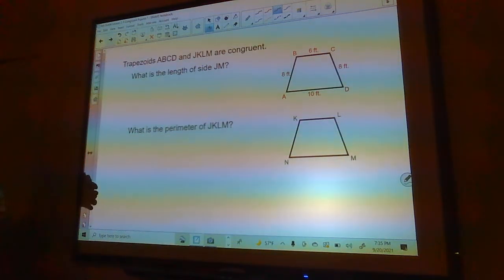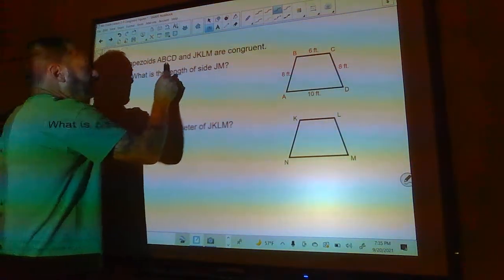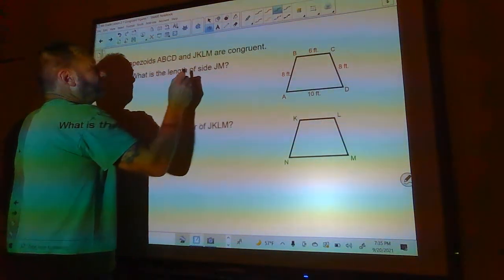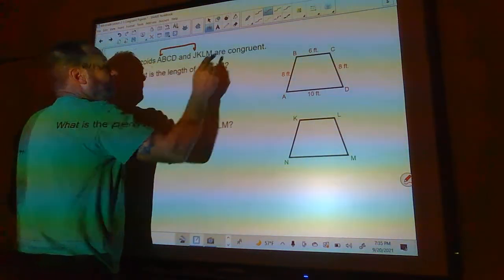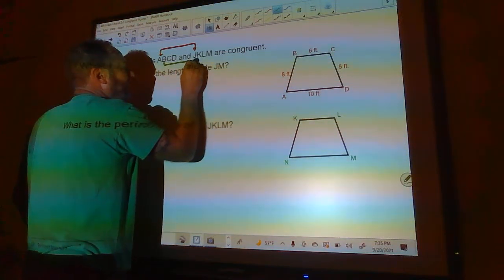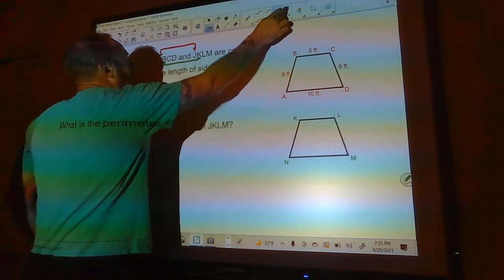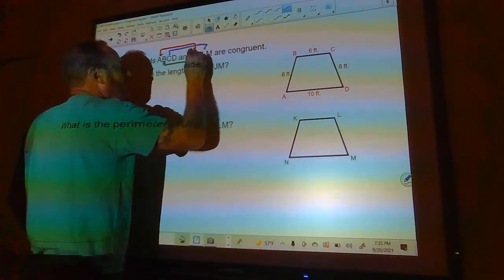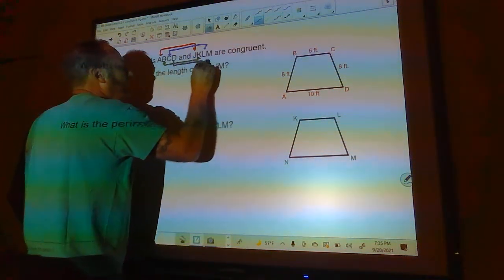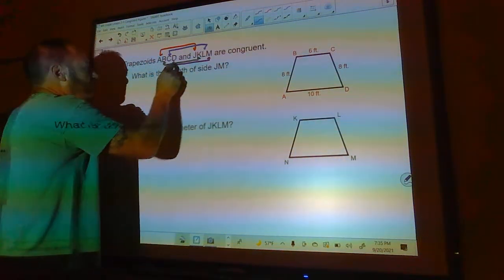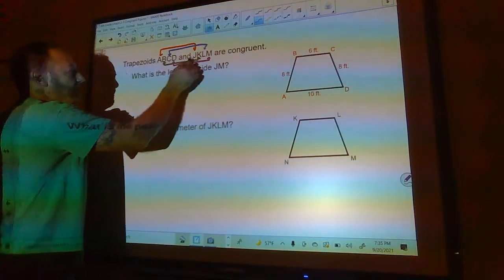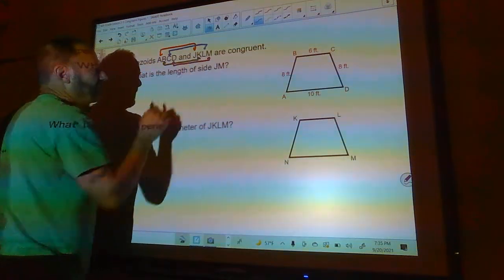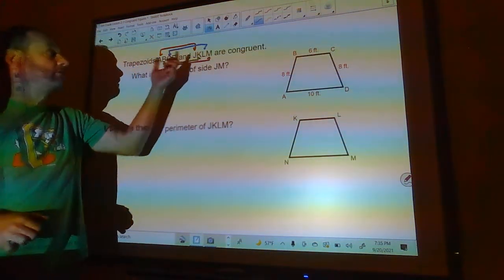Okay, we have trapezoids. Trapezoids ABCD and JKLM are congruent. Now, just from the writing, if you're told this, you know some things. You know that A and J have to be the same angle. That B and K have to be the same angle. Same with C and L and D and M. Now you also get other information. You know that AB is the same as JK. They're the same length. BC would be the same as KL. CD would be the same as LM. You get a lot of information out of it. This is called a congruence statement.